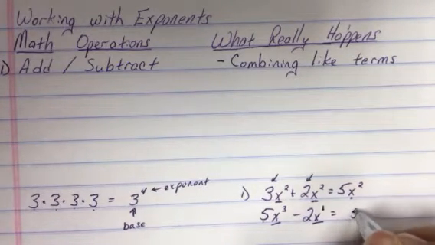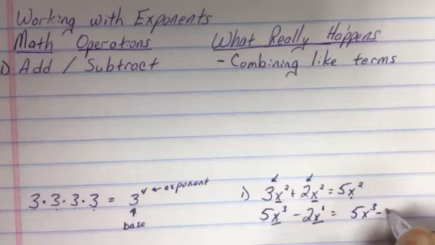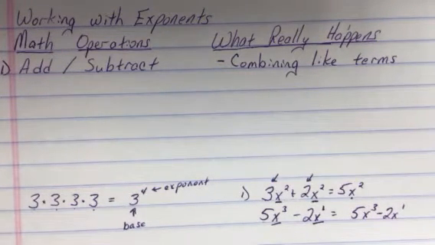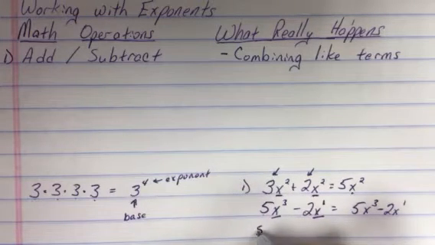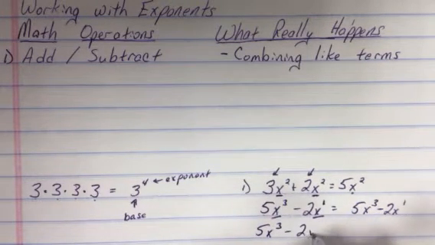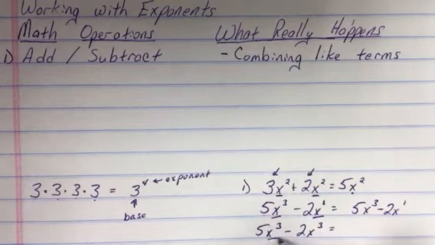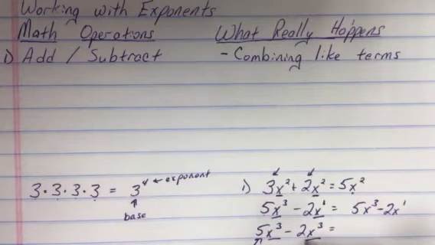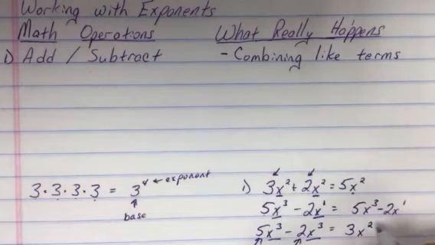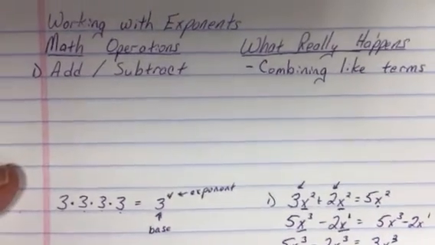The answer is 5x cubed minus 2x to the first. We cannot combine or condense or simplify any further. However, if I had 5x cubed minus 2x cubed, again, I compare this part, it's the same, so the math that transpires is there. 5 minus 2 equals 3, with the label carrying through. Okay? That's adding and subtracting.